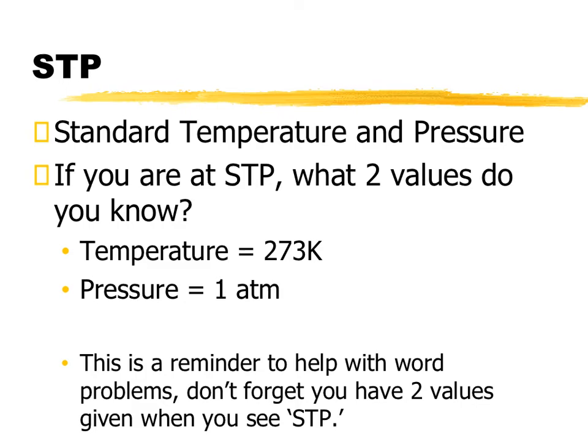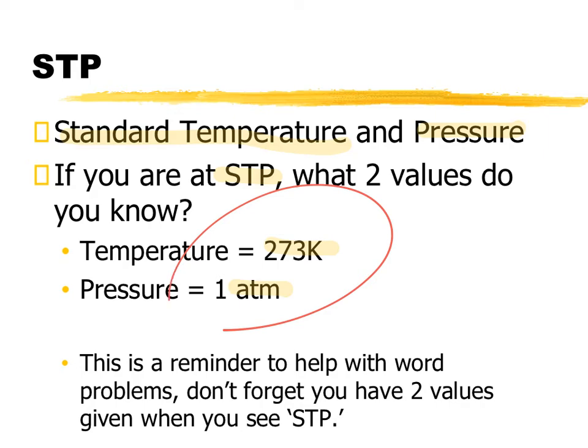Before we look at any more word problems, I want to look at something called standard temperature and pressure. That's because sometimes in the word problems, they won't actually give you the numbers that you need, but instead they will just tell you that the gas is at standard temperature and or standard pressure. Sometimes they may even use the abbreviation STP. So you should know anytime they say standard or use the abbreviation STP that you have these given numbers.